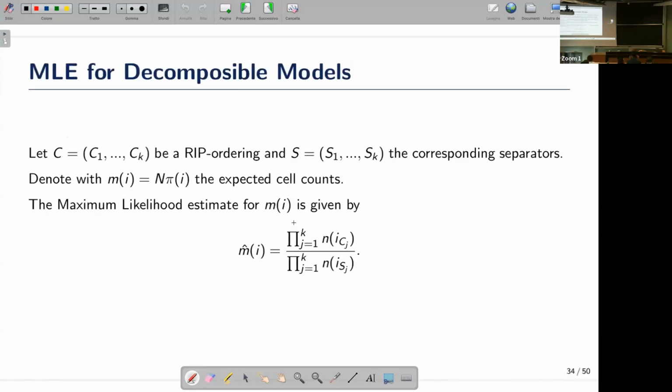Now, we have other algorithms, for example this one, the iterative proportional scaling, that helps you to answer your question even for non-decomposable graphical models.